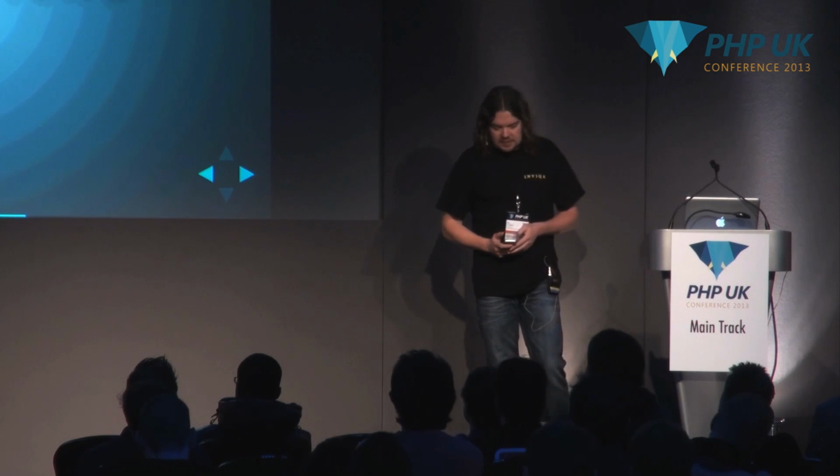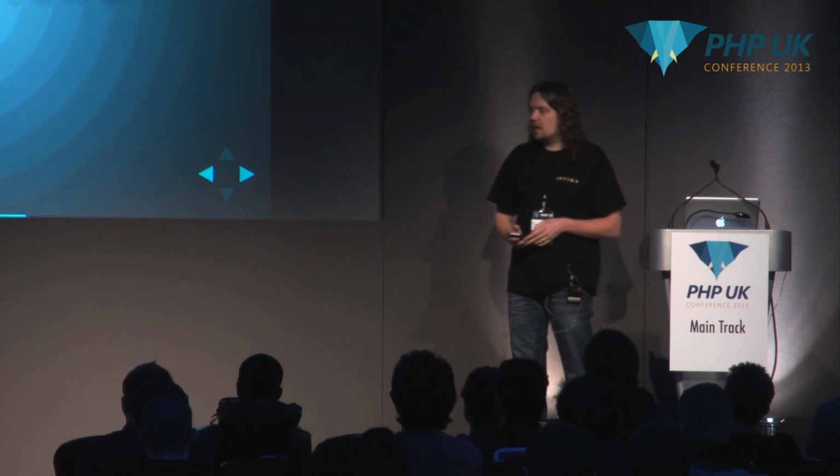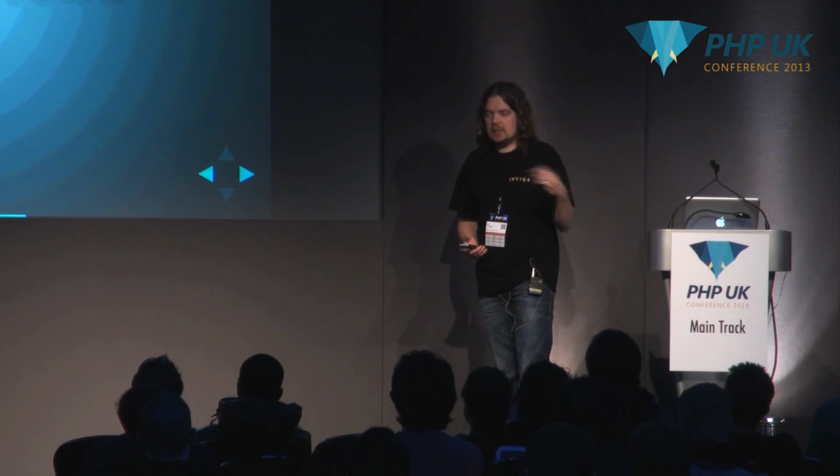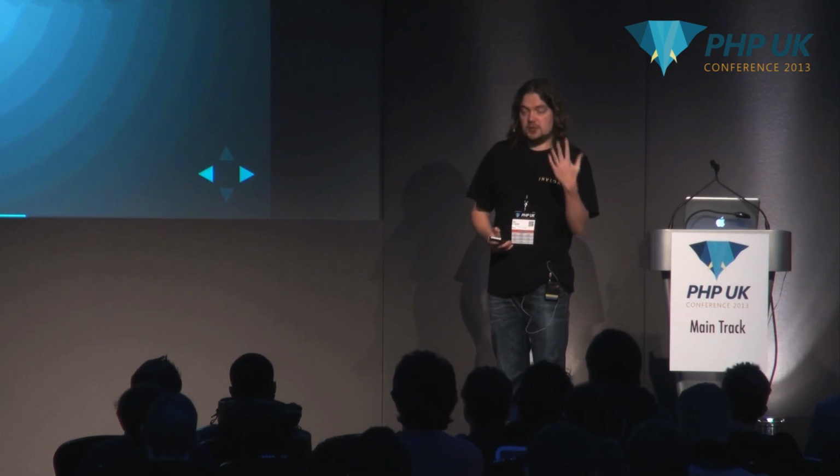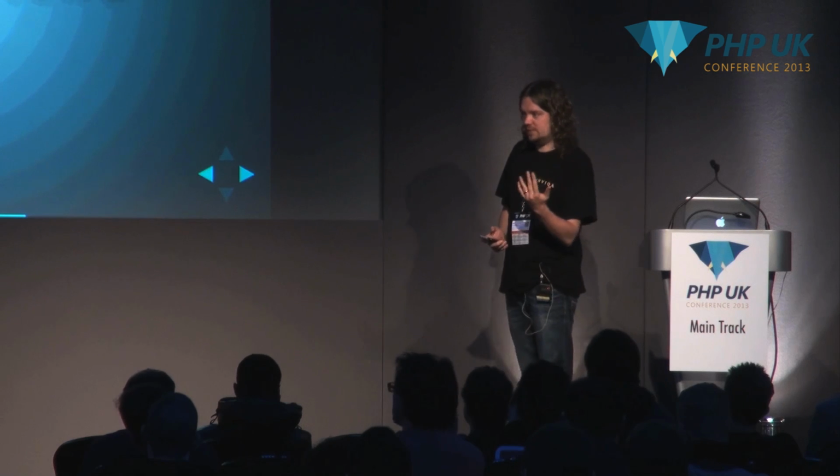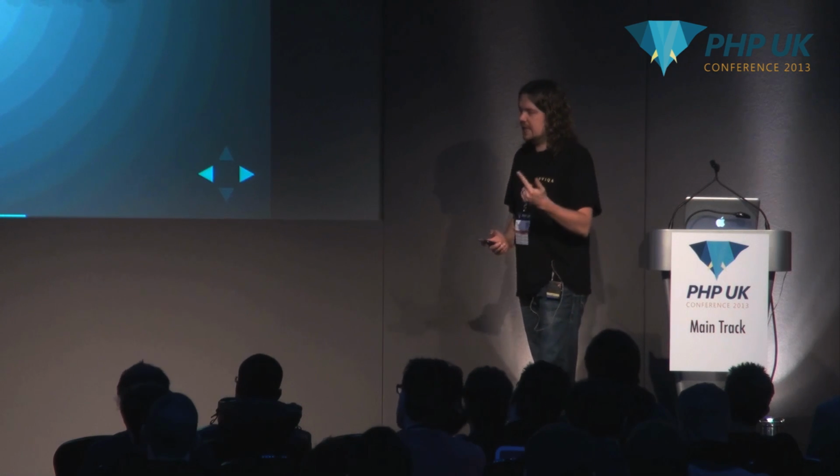The next thing we're going to talk about is link relations. Link relations are what you name your links. In that example, we had two examples of outbound links: next and self.